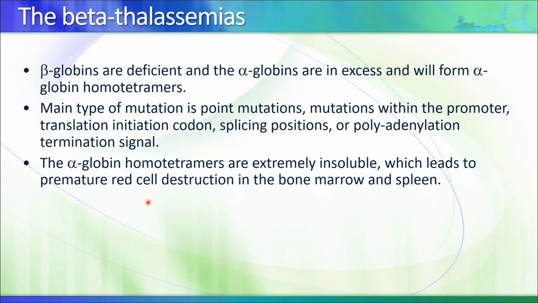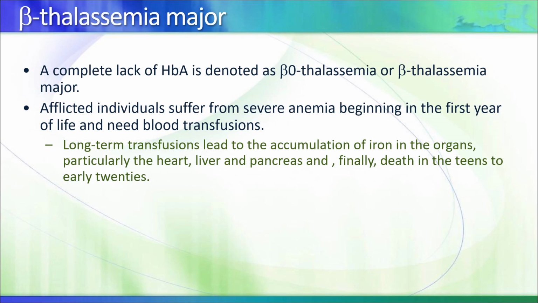Now that would result in the formation of an alpha-globin homotetramer. Now this protein is extremely insoluble, and that would result in destruction of red blood cells. Now, there are different types of beta-thalassemias depending on the severity of the mutation. So if there is complete lack of HbA, that would result in what is known as beta-zero thalassemia or beta-thalassemia major. That is, there is no production of the beta globin at all.